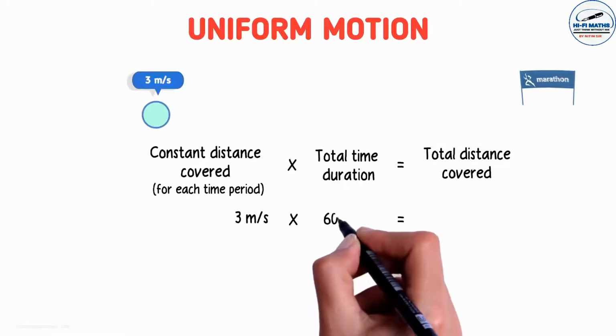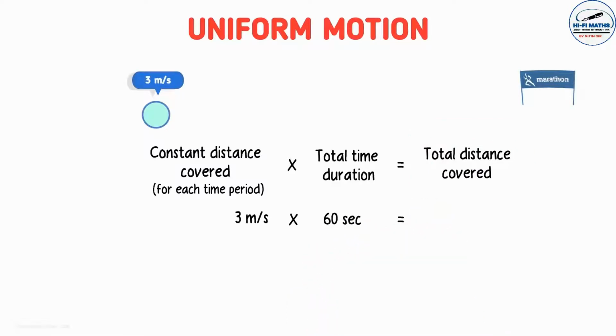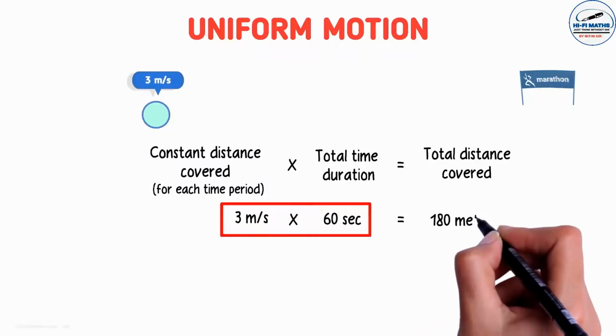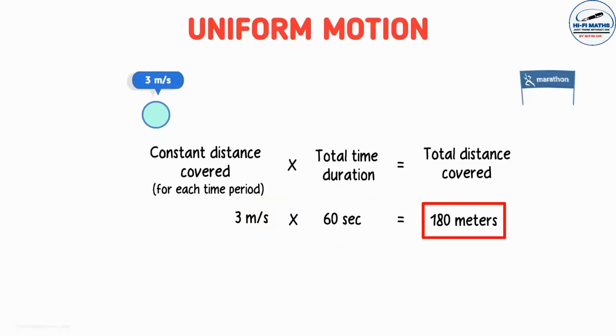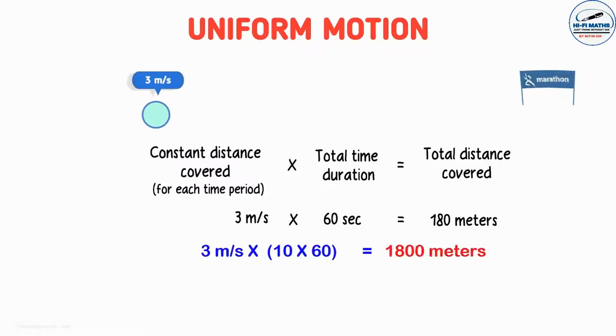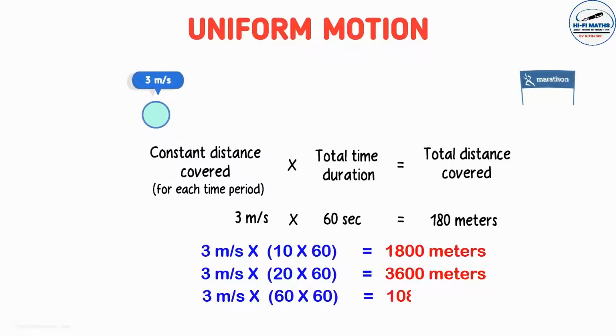A minute is 60 seconds. Each second the runner covered 3 meters. So 60 times 3 is 180. Don't forget the units, the answer would be 180 meters. Similarly, we can calculate how much distance he will cover in 10 minutes, 20 minutes, or even an hour. That's because he's maintaining a constant speed.